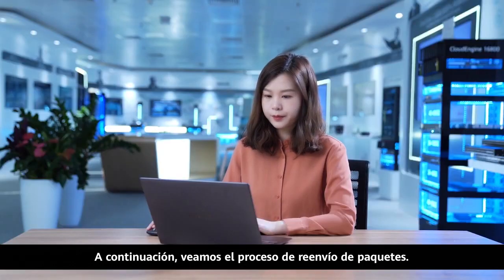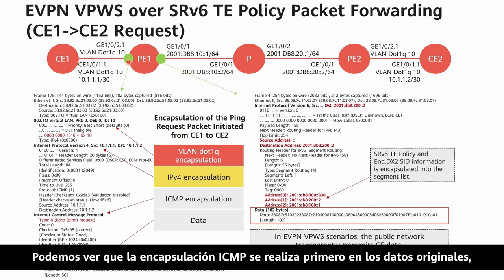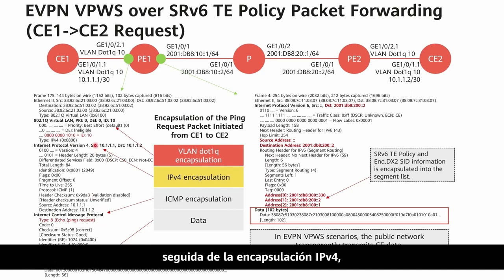Next, let's look at the packet forwarding process. Assume that we initiate a ping from C1 to C2 and obtain packet headers on this interface of P1. We can see that ICMP encapsulation is first performed on the original data, followed by IPv4 encapsulation, in which the source address is the address of C1 and the destination address is the address of C2. Then VLAN 802.1Q encapsulation is performed, and the encapsulated VLAN tag is 10. Finally, Layer 2 Ethernet encapsulation is performed.